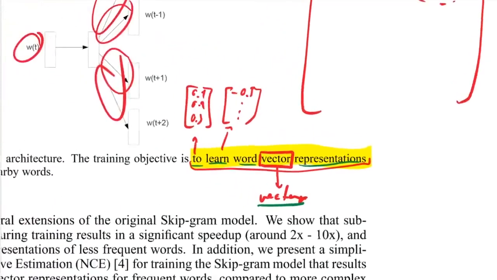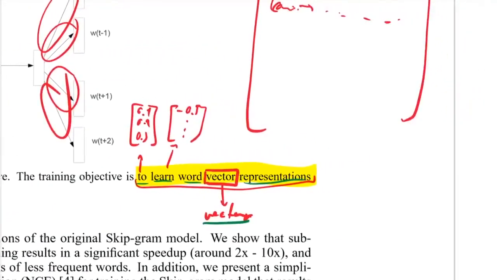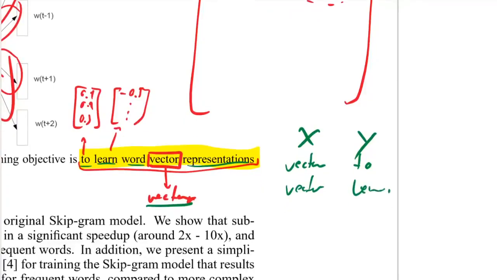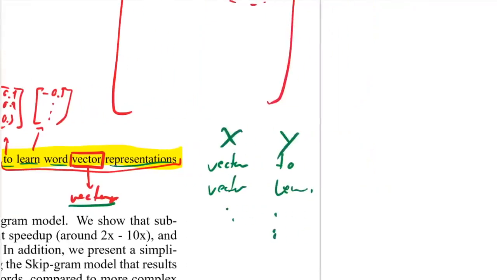So you construct 4 different training examples where you have an x and a y. The x is always vector and the y is "to". Then in the next training sample, the x is vector and the y is "learn", and so on, okay? So each training sample is a classification task, right?